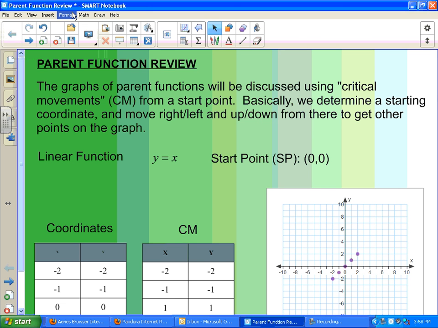We talk about parent functions and do some review on the graphs of these parent functions. The critical movements is what I use. You can also think of it as a coordinate. But what are parent functions?